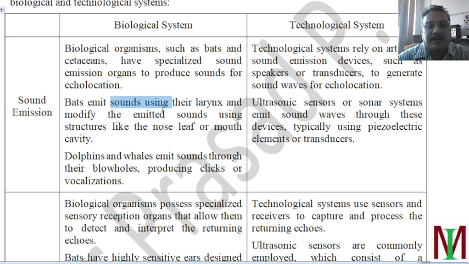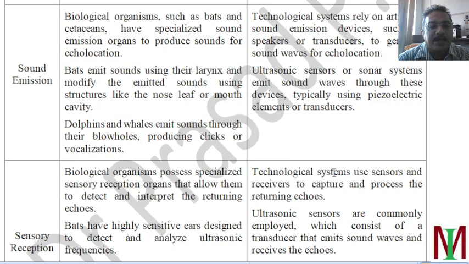Bats emit sound with their organ called the larynx, and modify the emitted sound using structures like the nose leaf or mouth cavity. They control that emitted sound. Dolphins and whales emit sound through the blowholes, producing click sounds or vocalizations. An ultrasonic sensor or sonar system emits sound waves through devices, typically using a piezoelectric element or a transducer.